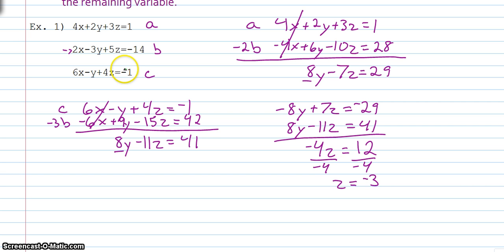Now we need to find out what y is. So we can't just plug it into our original because there's still another variable in there that we don't know anything about. So let's plug it into one of these equations. Let's plug it in here maybe. So I've got 8y minus 11 times negative 3 equals 41. 8y plus 33 equals 41. Subtract 33 from both sides.